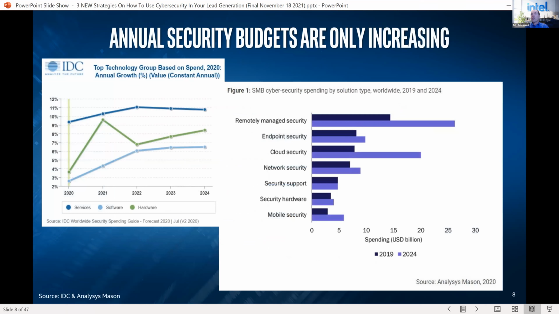And I'll tell you that when we think about budgets out there, this is just to give you an idea of where things are at. So you can follow along, the chart on the left is from IDC, and we can see that there is a 2020 baseline. You can see 2021 where it's going, and then 2022, and you see this upward trend.